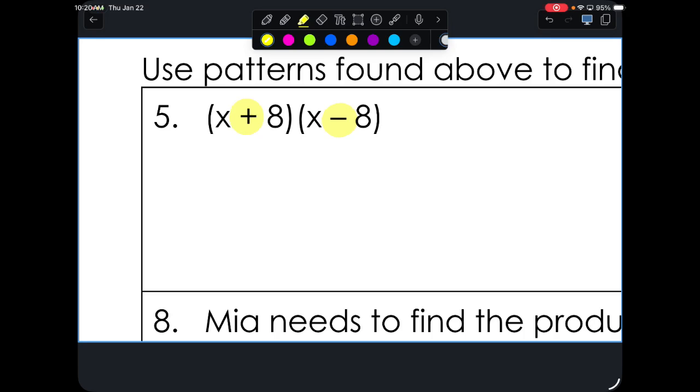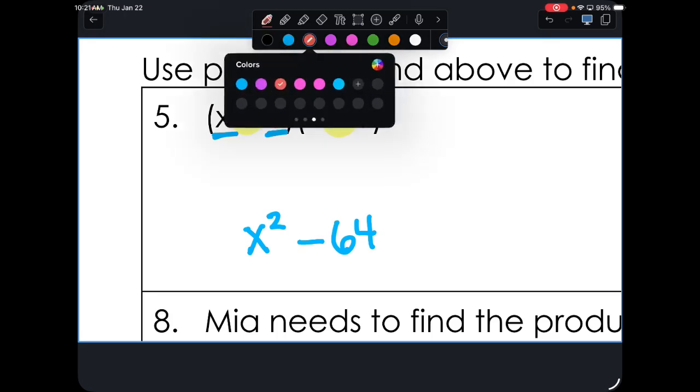So what do we do? We square the first term. What's x times x? X squared. Subtract the square of the second term. What's 8 squared? Number 7 is a funny equation.